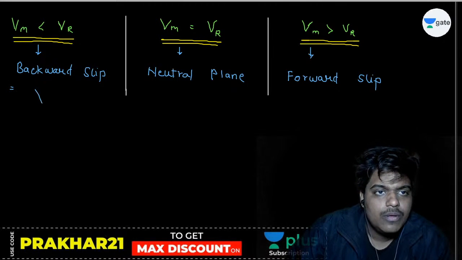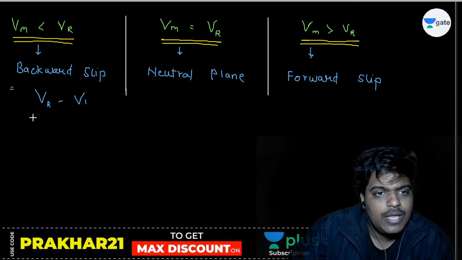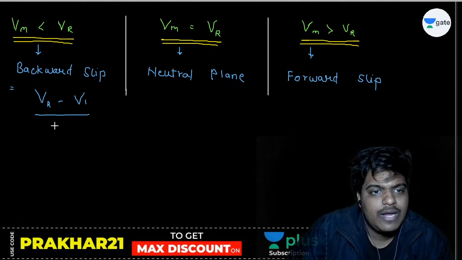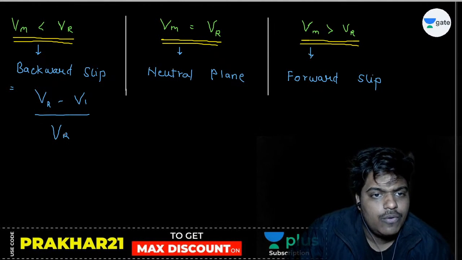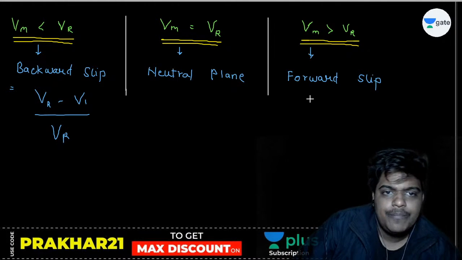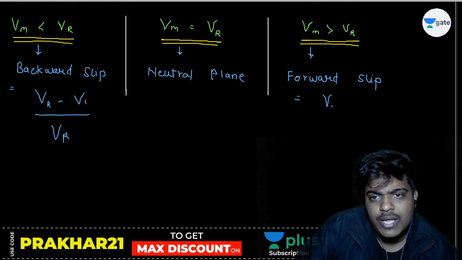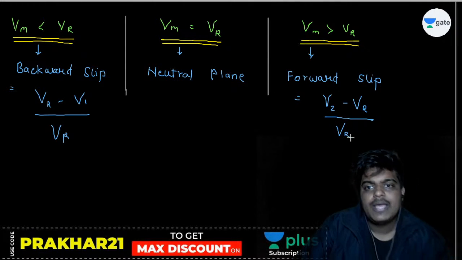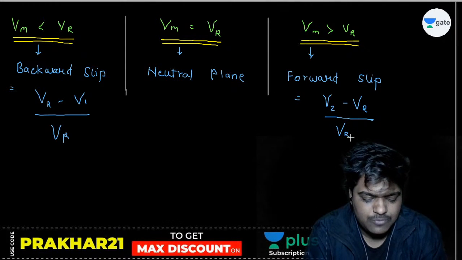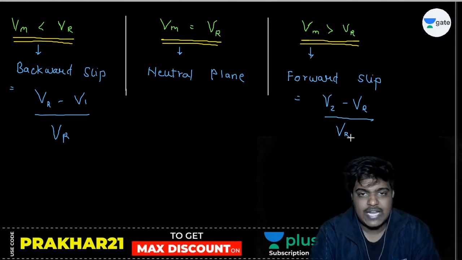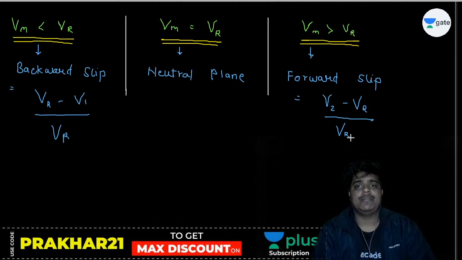Look, velocity of roll minus initial velocity, divided by velocity of roll. Is it clear? What is the value of forward slip? Velocity of exit minus velocity of roll, divided by velocity of roll. Is it clear? These are the formulas for backward and forward slip.